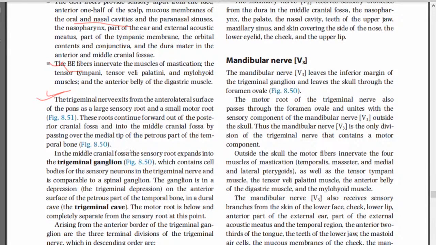Trigeminal ganglion. In the middle cranial fossa, the sensory root expands into the trigeminal ganglion, which contains the cell bodies of sensory neurons of the trigeminal nerve. The ganglion is in a depression. The motor root is below it.